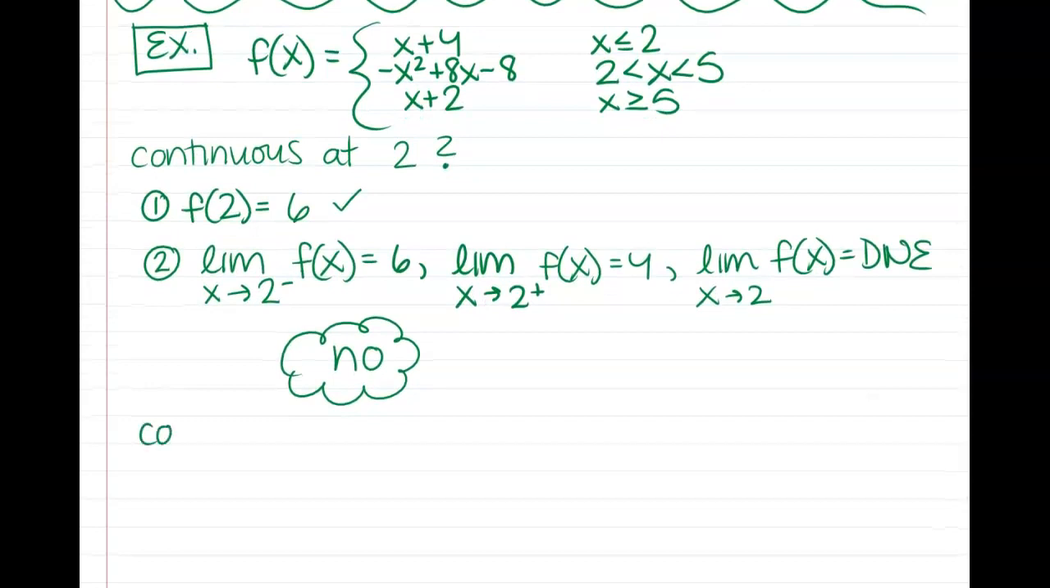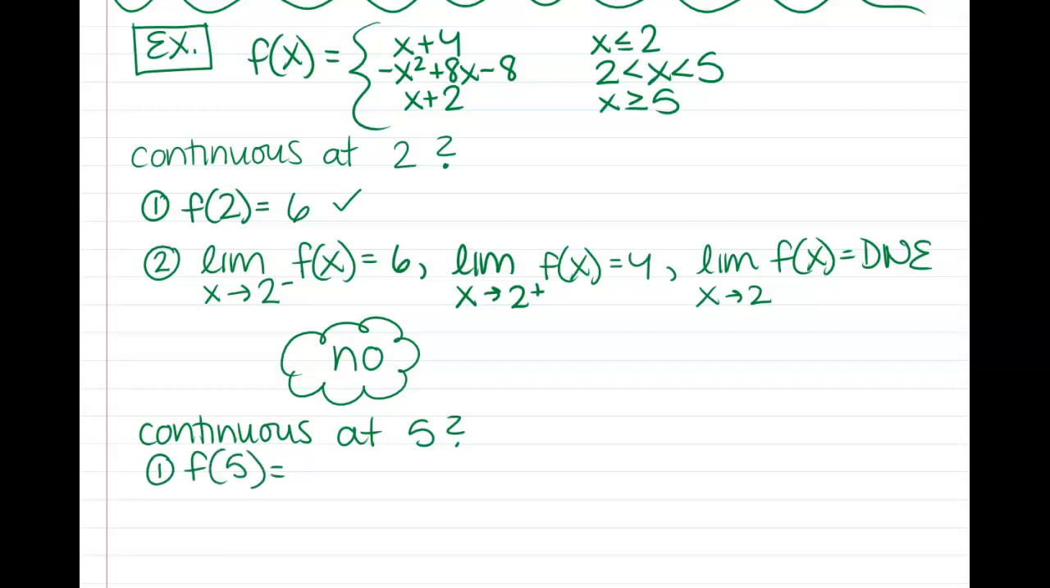Now let's check if it's continuous at 5. First of all, let's check f of 5. Does that exist? It looks like 5 is included for x is greater than or equal to 5, or x plus 2. So f of 5 is 5 plus 2, which is 7. So we're okay there.